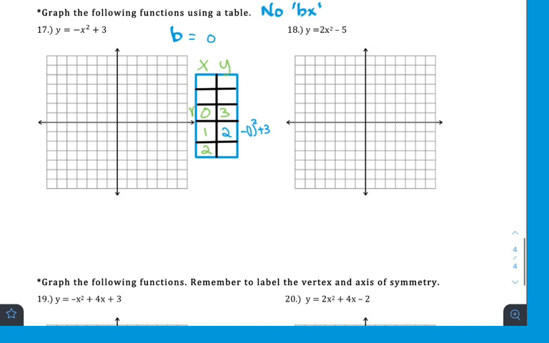So when I put in 1, I get 1 squared times negative 1 plus 3, which will give me 2. When I put in 2, 2 squared is 4, times negative 1 gives me negative 4 plus 3, which is negative 1. That should be negative 1, sorry.